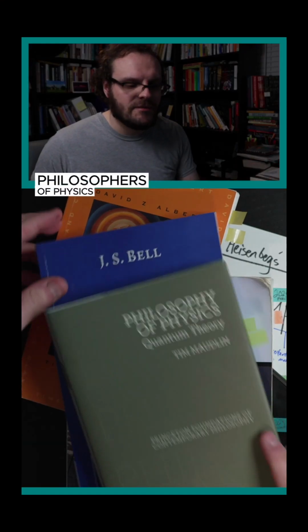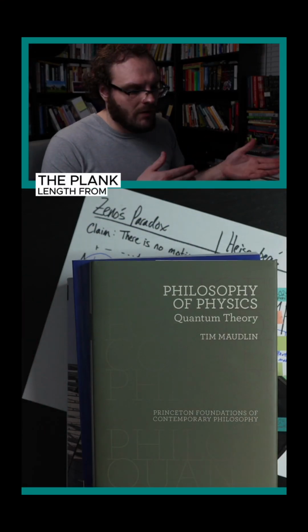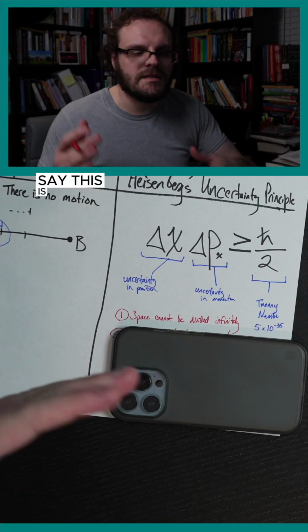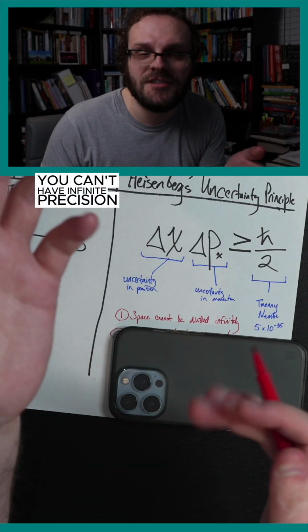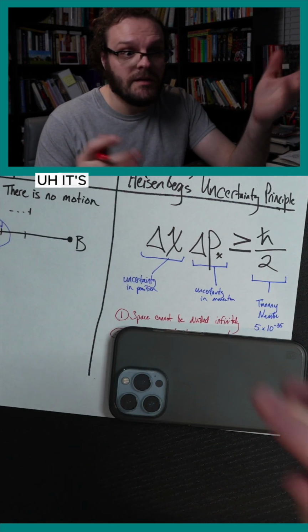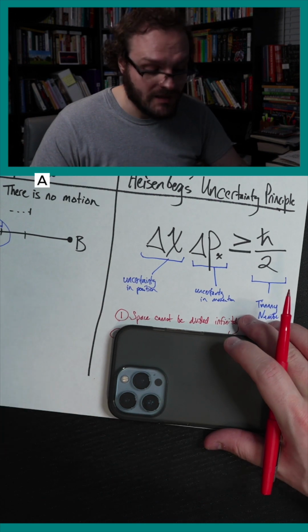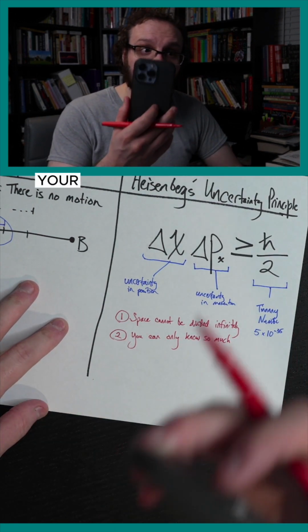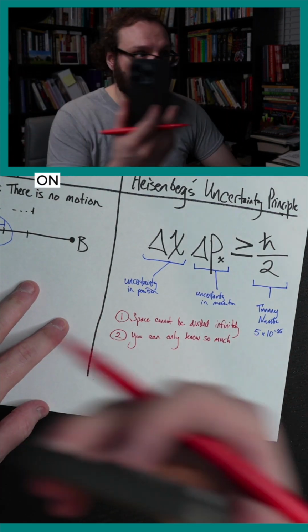If there are any philosophers of physics watching, I know that you can't derive the Planck length from the Heisenberg uncertainty principle. It's a pedagogical choice. It's hand-wavy. There's only so much time in the world. Another way to say this is that you can't have infinite precision. You can't know everything about two coupled variables. It's just physically impossible. A different way to say this is that you can only know so much with your limited perspective on the world.